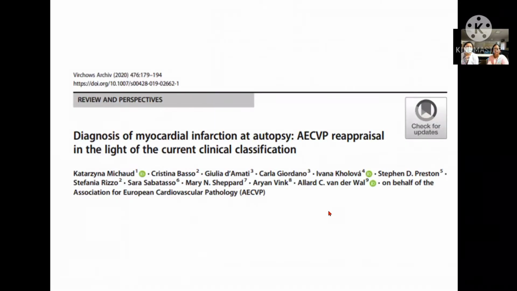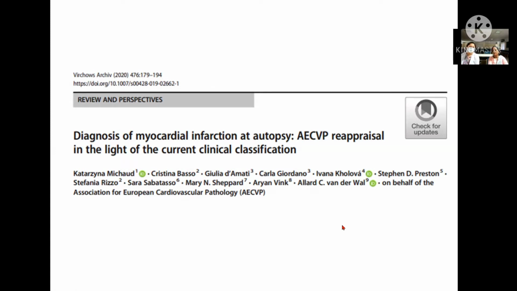A very nice reference. This is actually contraction band necrosis, and some information has been extracted from this article. It's a very beautiful article. We can go through this. Diagnosis of myocardial infarction at autopsy: AECVP reappraisal in the light of the current clinical classification.